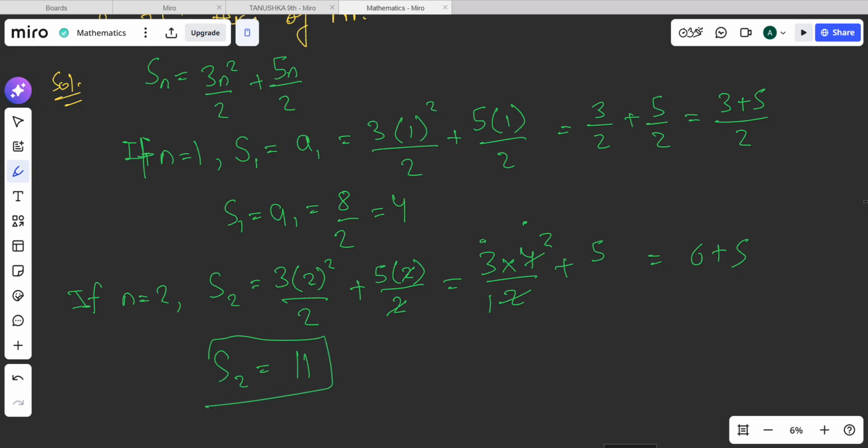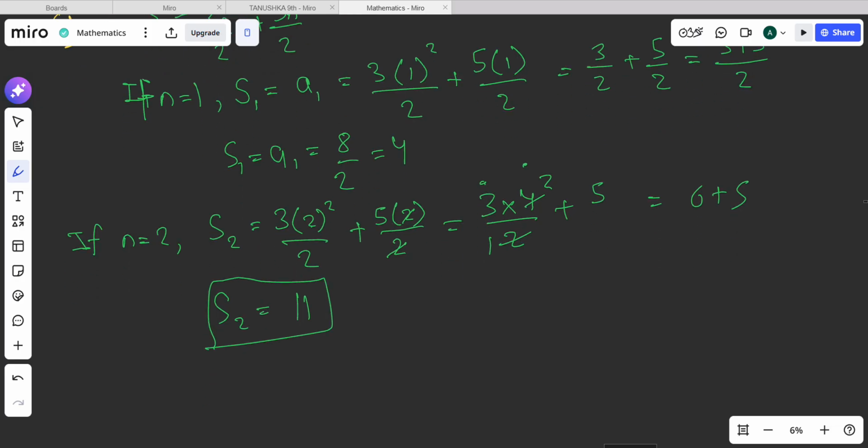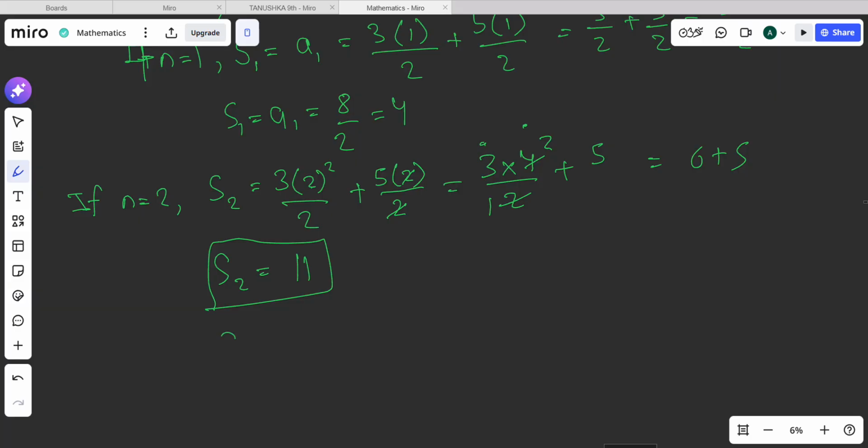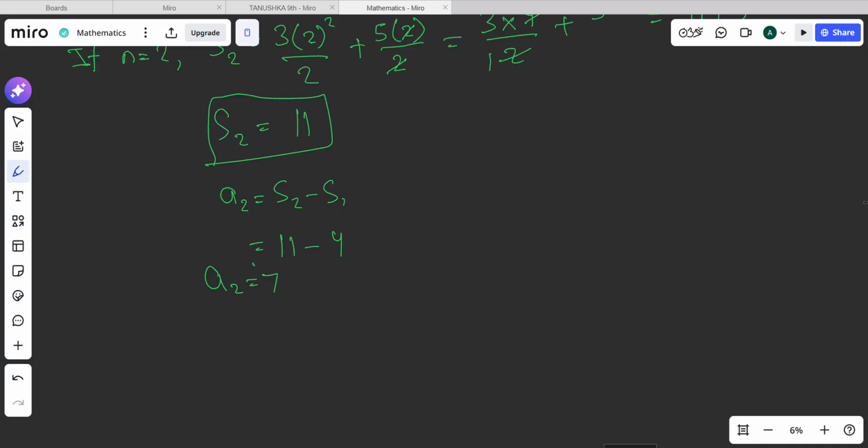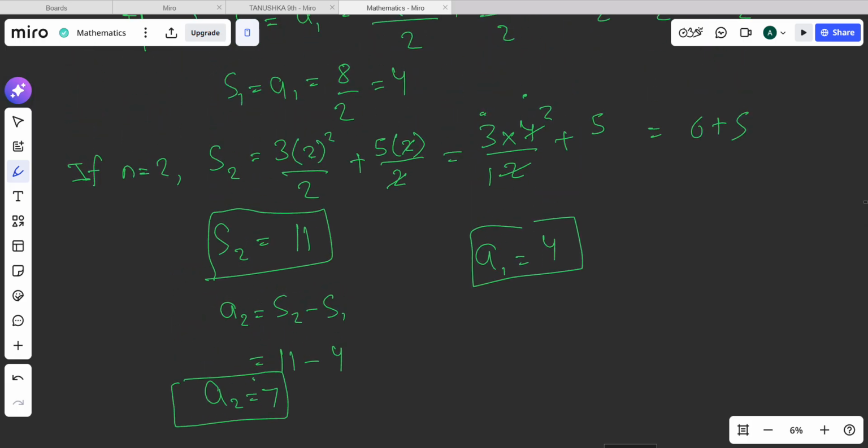So I have S1, I have S2. Now I can find A2. So what is the value of A2? A2 is given by S2 minus S1, which will be 11 minus 4. So the value of A2 is 7. I already had A1. A1 was equal to S1, which was equal to 4. It's right here. So A1 is 4, A2 is 7.